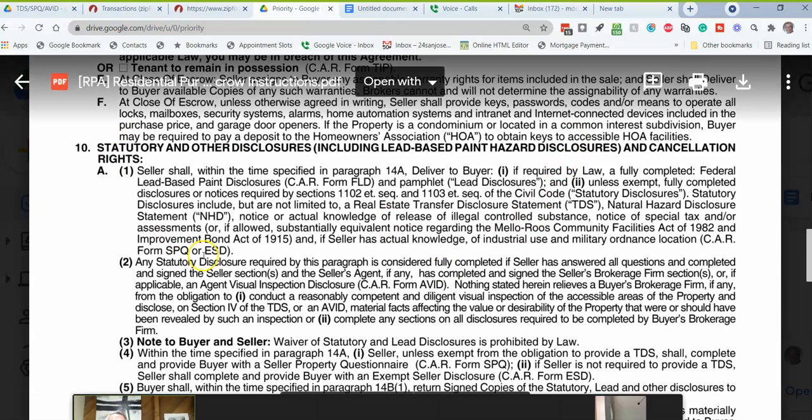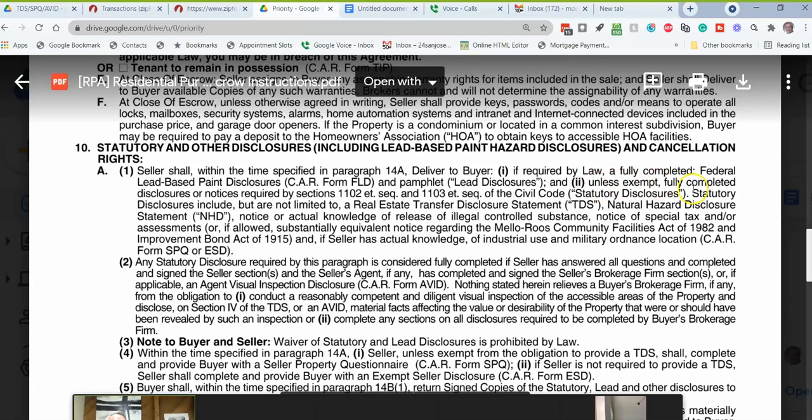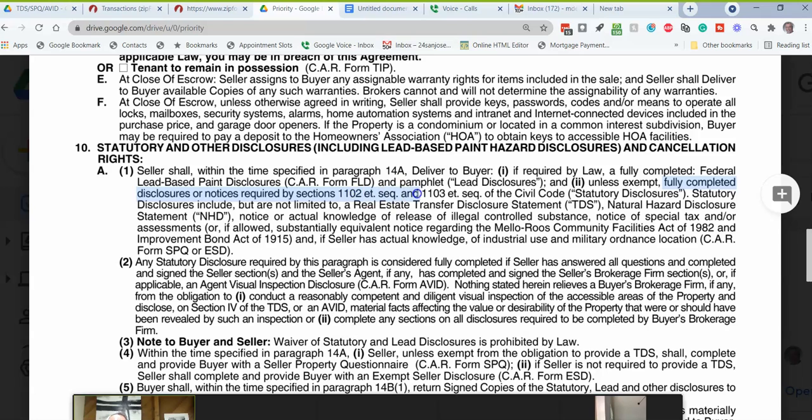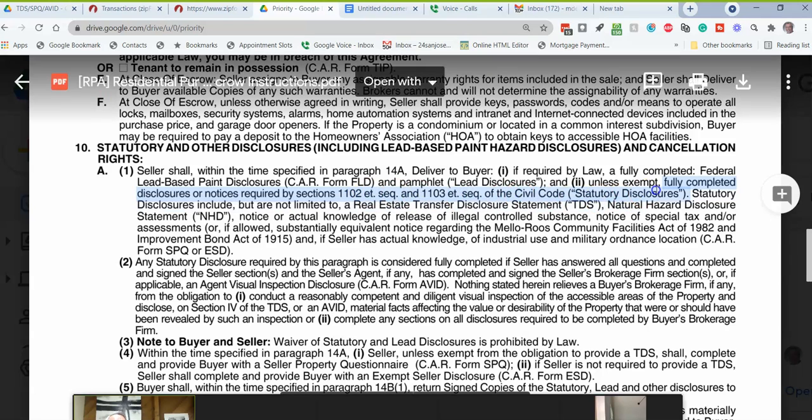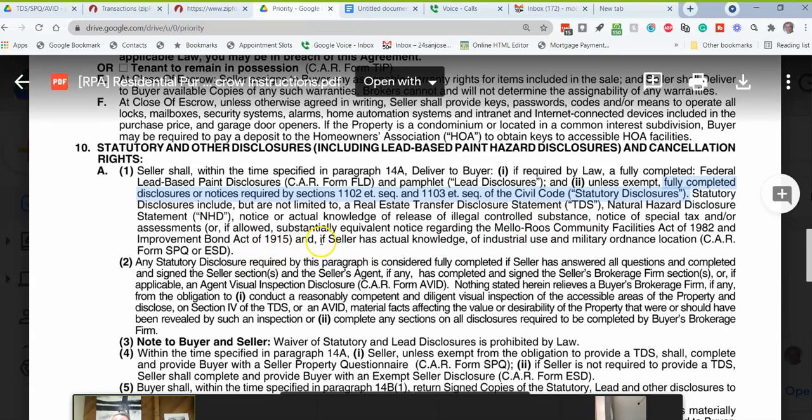So this is saying, paragraph 10, seller shall, within the time period of 14A, 7 days, of course you guys knew that, deliver, and it says, unless exempt, fully completed disclosures or requirements required by sections 1102, 1104 of the statutory disclosures. They include, but are not limited to, the transfer disclosure statement, natural hazard disclosure, and on it goes, if seller has actual knowledge.